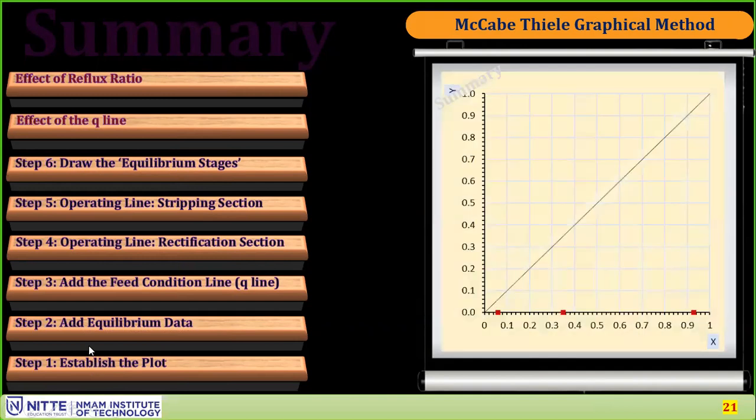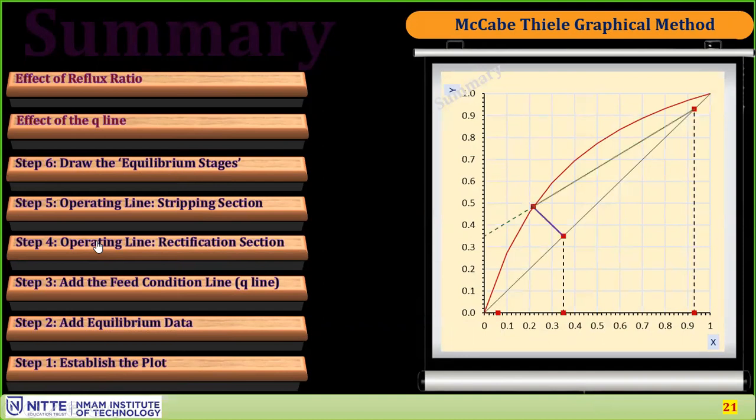So we found that first we established the data based on the available information. Then we calculated the equilibrium data. Otherwise, if we are given the equilibrium data, we put it in. In step 3, we draw the Q line. We have also seen what the different Q lines are that are possible. Then we draw the rectification line based on the intercept and pinch point. Over and above that, we have calculated the operating line for the rectification section.